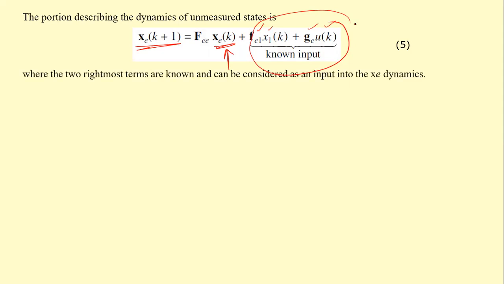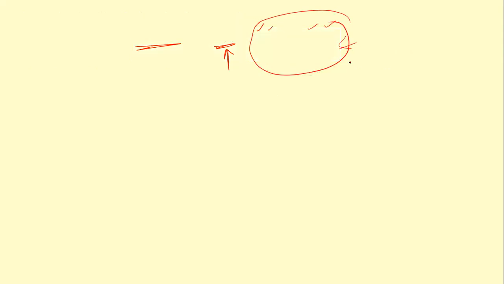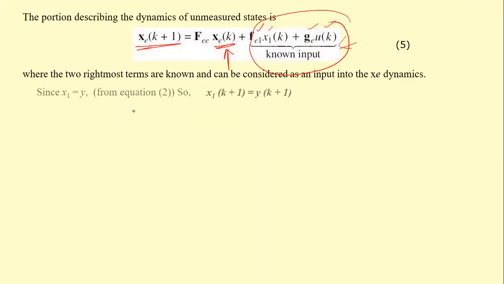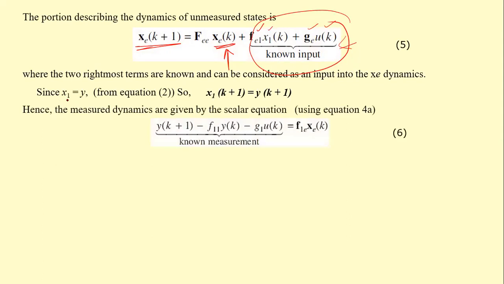Okay, so these are the known values which are known to us, right? And now, because in equation 2, if you go back to equation 2, so this is equation 2 here. In this, the C matrix is this one. So if we consider this here, we have x1 because it is equal to y. So if we take its dynamics difference equation, x1 k plus 1 will be equal to y k plus 1, right? So that means we have the measured dynamics here. Measured dynamics means the output dynamics are now involved here, right?